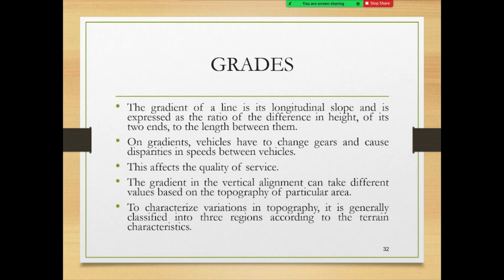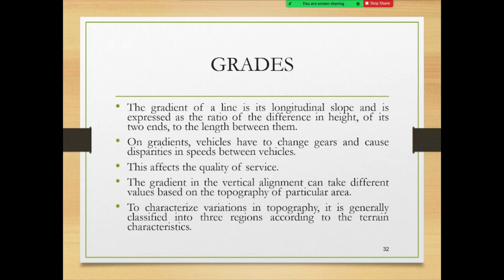Now of course in a road, if there is a steep gradient, what happens is, yes, you can trail behind a heavy vehicle, but here it is not the proper way. Okay, because your quality of service is reduced. So you have to have some strategy or some way to avoid these things. That is why we are discussing these things. Okay. The gradient in the vertical alignment can take different values based on the topography of a particular area.